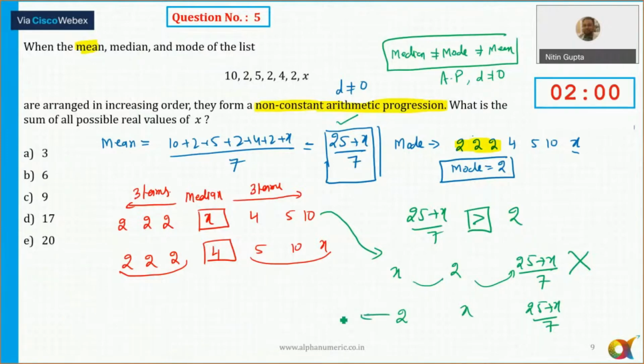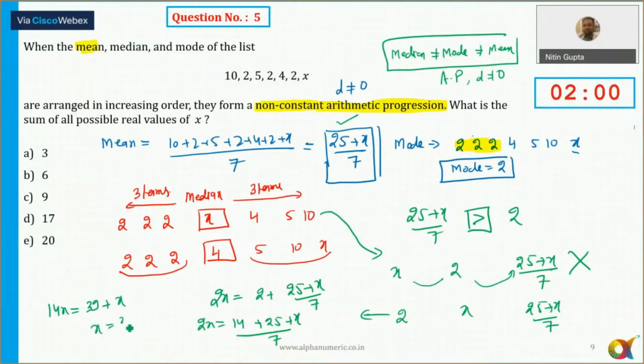In the second case, that will be 2x equal to 2 plus 25 plus x by 7. And in that case, I'll say that is x, which is equal to 4 plus 25 plus x by 7. So 7 twos are 14x, which is equal to 25 plus 14, that is 39, plus x. So I am getting x is equal to 3. So x is equal to 3. So this is equal to 4.